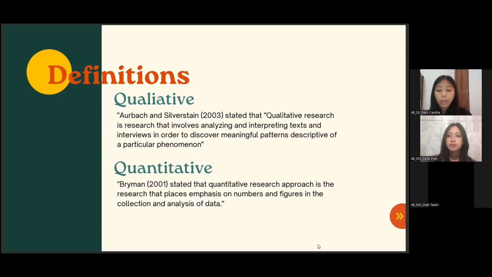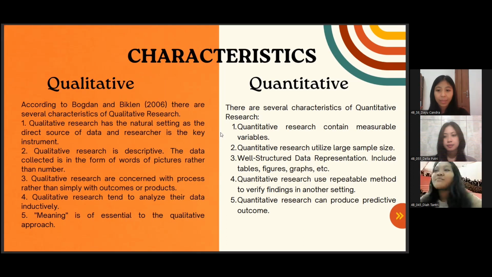Next, we'll continue with my partner. Okay, thank you, Della. So I'm going to talk about the characteristics of the qualitative. There are several characteristics of qualitative research. So according to Bogdan and Biklen in 2006, the first characteristic of qualitative research is that this research has a natural setting as the direct source of data, and the researcher is a key instrument.